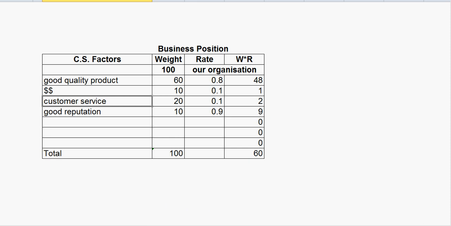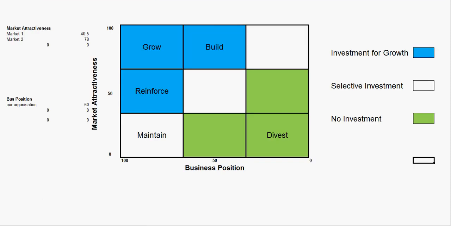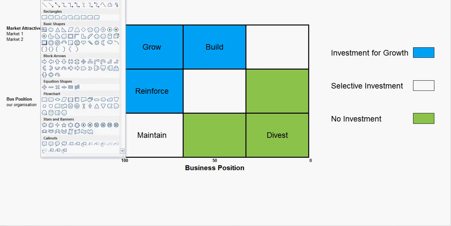Now what you do with these two, we come over to good old McKinsey, and this is how the model ends up looking. We have our two axes, one of them, market attractiveness, along this left-hand side here, business position going along the base. And so I've just grabbed my scores from the other screen. On market 1, we have a market attractiveness score of 40.5 and on the second market of 78. I'm just going to quickly throw in a couple of shapes.